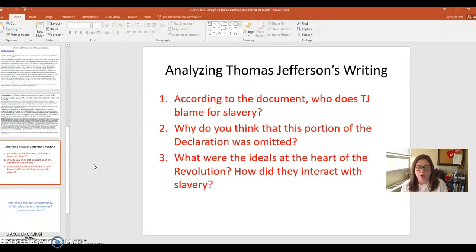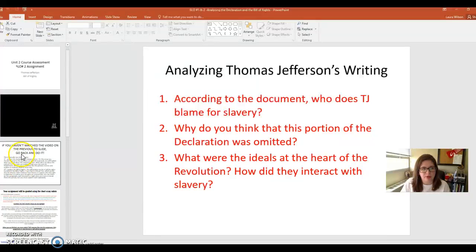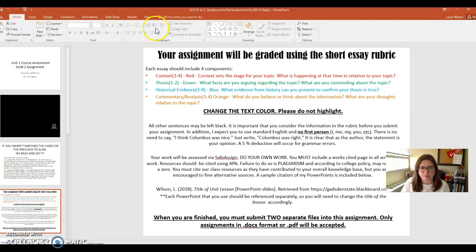So, who is TJ blaming for slavery? Why do you think they omitted that? And then finally, how do the ideas of the American Revolution and slavery interact or contradict? We talked about all that in class, but that is going to be the heart of your thesis. Now, when you go back up here and you get to context, set the stage for your topic. What is happening at the time that Thomas Jefferson is writing the Declaration of Independence? Why is it needed? How did the Loyalists feel? How did the Separatists feel?